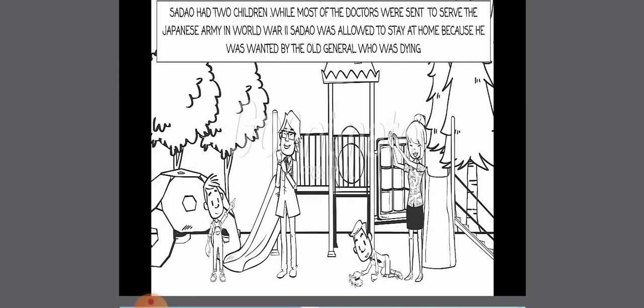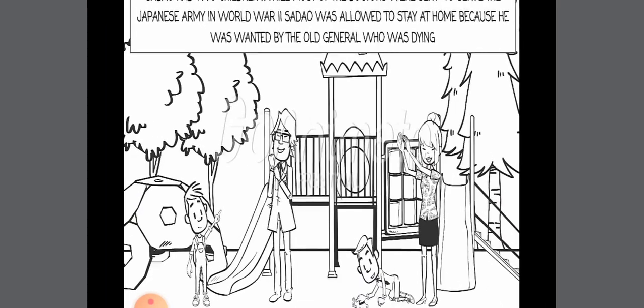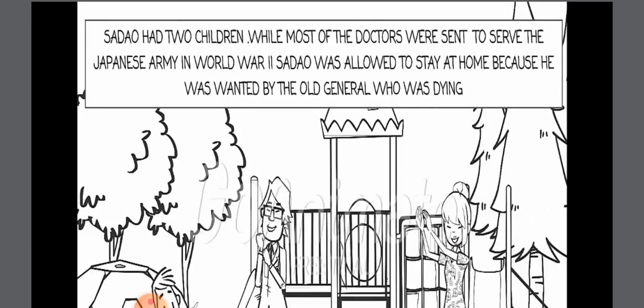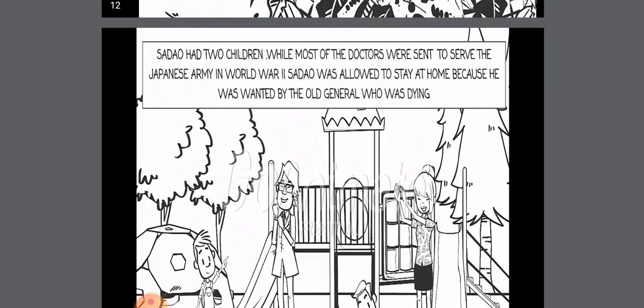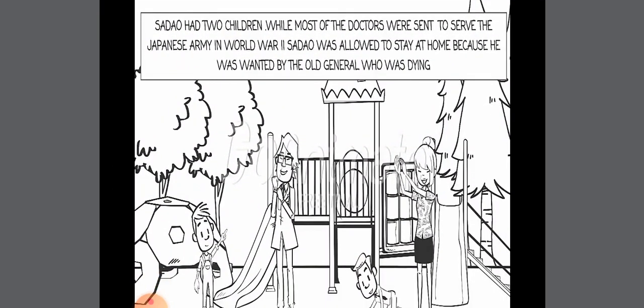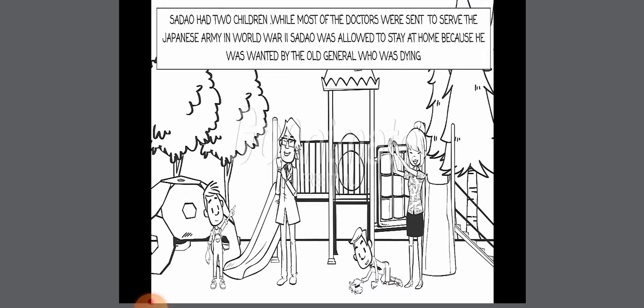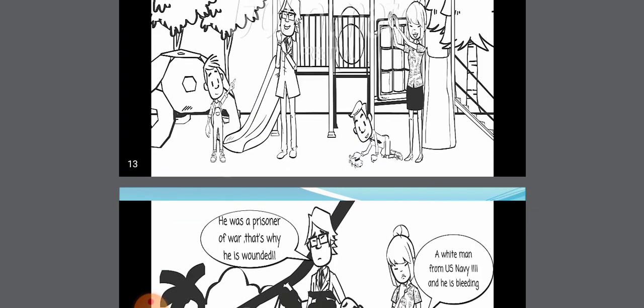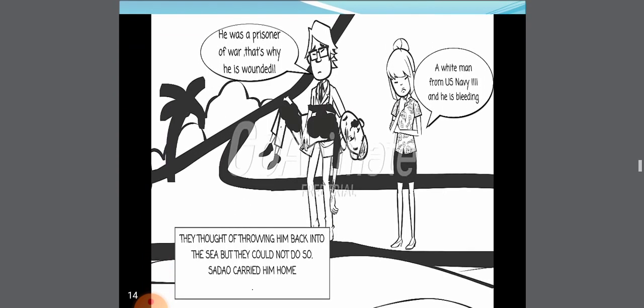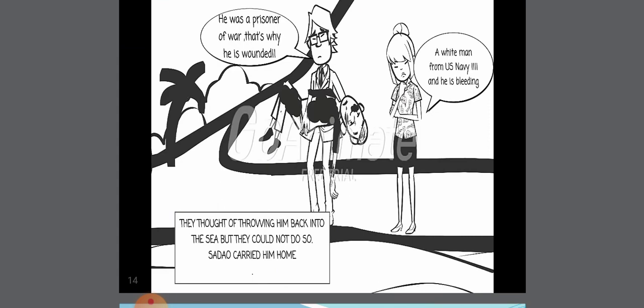Next, Sadao had 2 children. While most of the doctors were sent to serve the Japanese army in World War II, Sadao was allowed to stay at home because he was wanted by old General Takima, I already told you, who was dying and might need the operation. That's why he might need the help of Dr. Sadao. Another reason was that he was busy with an invention, finding some medicine which will help keep the wounds clean.